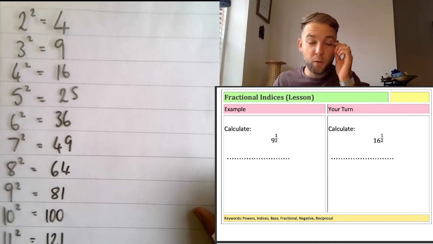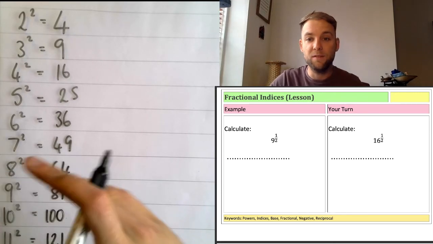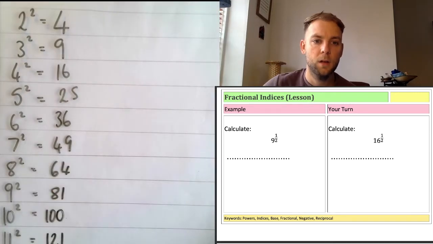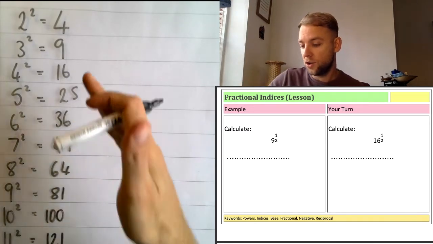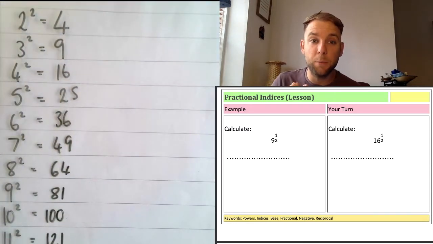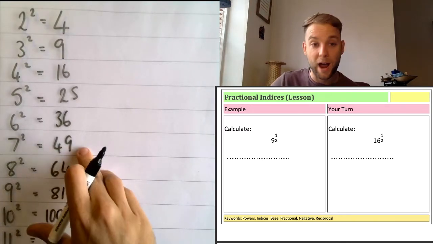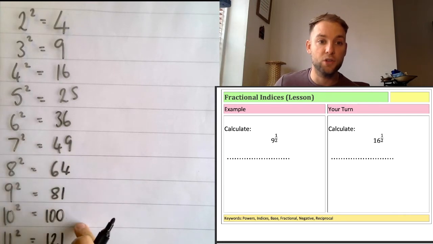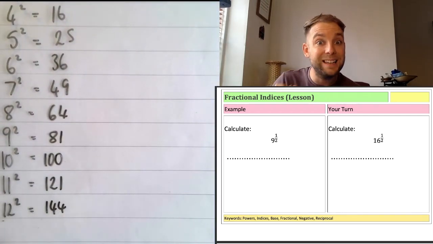The other thing that you need to know is the inverse of these. So what do I mean by the inverse? Well, the inverse of squaring is square root. So you're going to need to know what the square root of all of these numbers are. This might seem obvious at this stage, but when you get to the harder ones, you've got to know exactly what they are. For example, you need to know what the square root of 49 is, the square root of 100, and the square root of 144. You're going to need to know all of those.